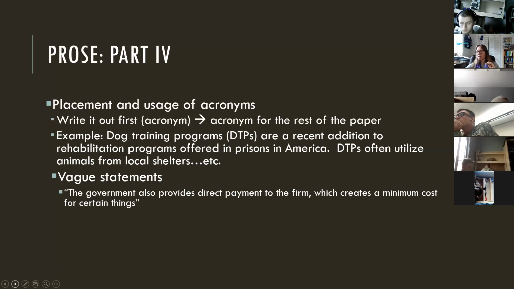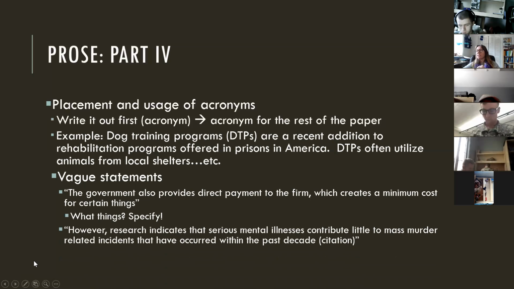Vague statements. So here's where I think you might need to find another source. If you say something like, the government also provides direct payment to the firm, which creates a minimum cost for certain things. What things? If your source only mentions certain things and they give you a citation, if I see a sentence like that, you're clearly missing information. You're going to have to either go back to that source and see if they tell you what those things are. And if not, if they give you a citation, you'll have to track that citation down to tell me what these certain things are. So specify.